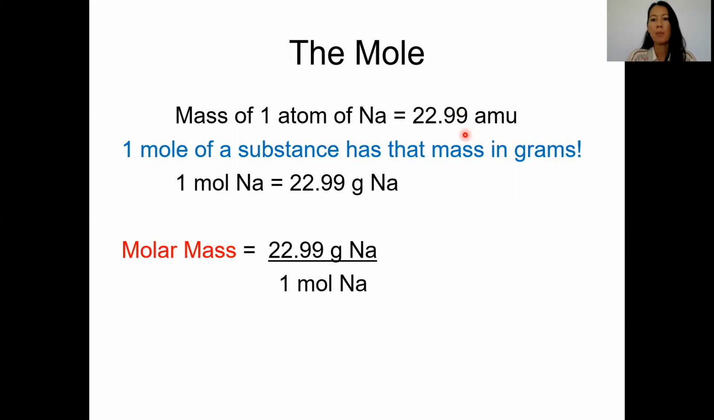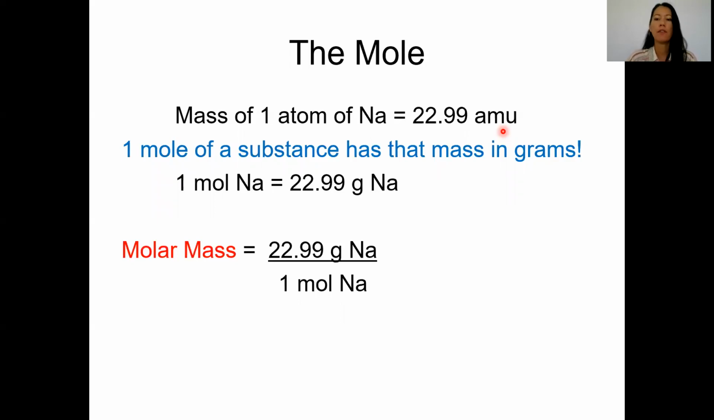Hopefully you came up with the fact that there must be some sort of higher mass isotope, and there is. The most abundant one is sodium 23. So all combined, the weighted average, you get 22.99. If I'm just talking about a single individual atom of sodium, I'm going to say that mass is 22.99 AMU, atomic mass units. But in the lab, we don't weigh out atomic mass units. We weigh on a balance in grams.